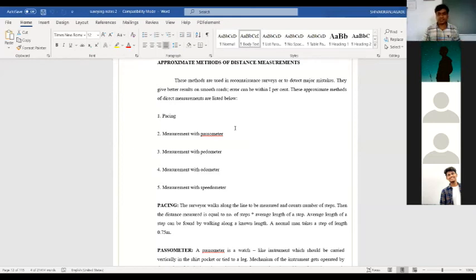Is it or not? So here also, pacing means we're going to make use of feet. By walking, we're going to have our count of what? The number of steps.